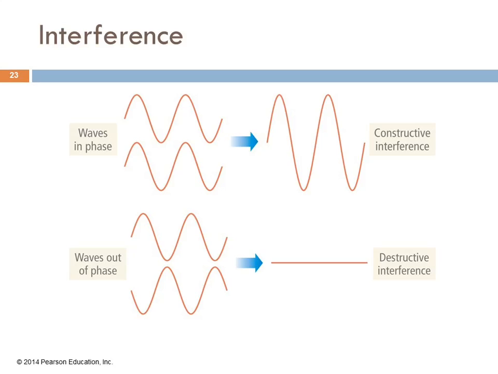It's a sort of thing that happens, say, on a trampoline, where you get somebody jumping, and if you jump at just the right time, you can make them go a lot higher than if they were doing it by themselves. You can also have destructive interference on a trampoline, where if you jump at just the right time, the other person really doesn't go anywhere. And that's because the waves are out of phase.